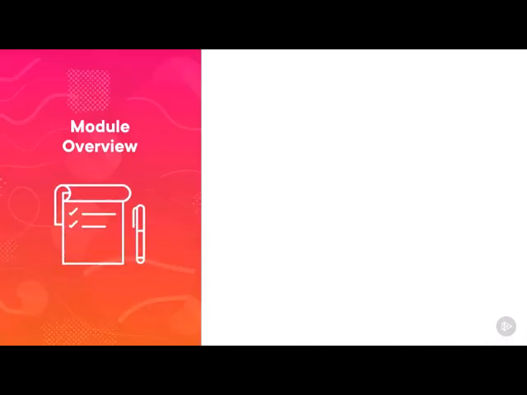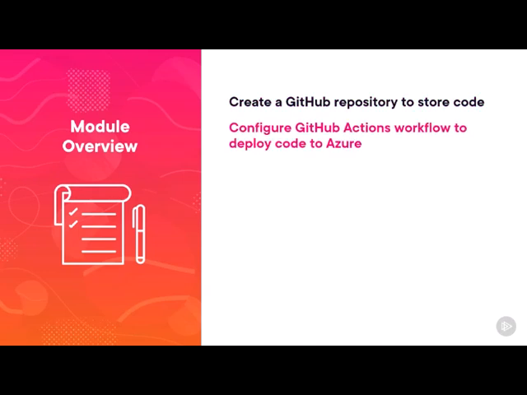So in this module, we're going to create a remote repository in GitHub and push our code up to it. Then I'll show you an easy way to configure a GitHub Actions workflow by letting AppService create it for you. Then we'll push an update to the GitHub repo and let GitHub Actions deploy our code to a deployment slot in AppService. Then we'll swap deployment slots in the AppService to promote the code to production.